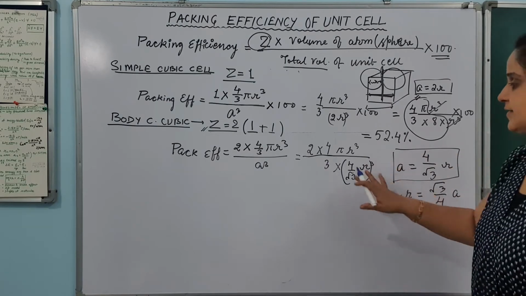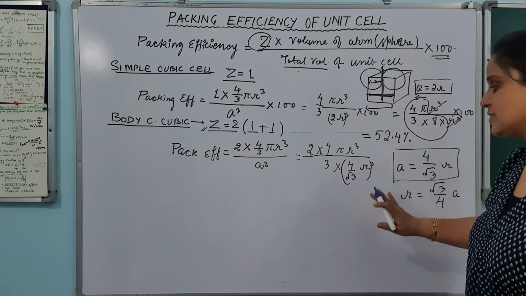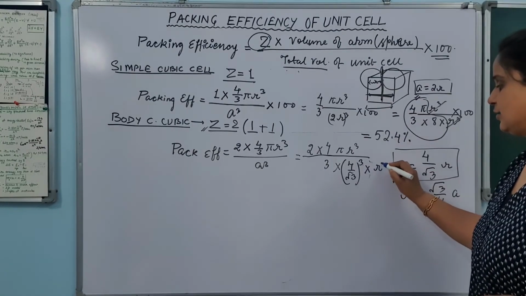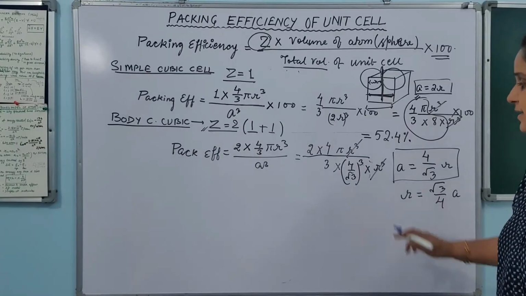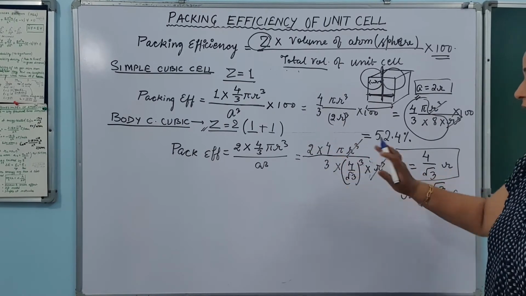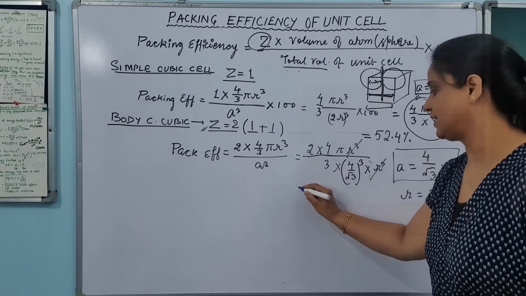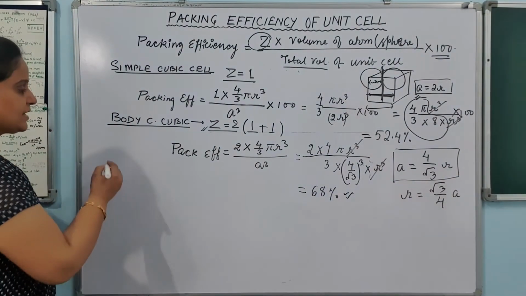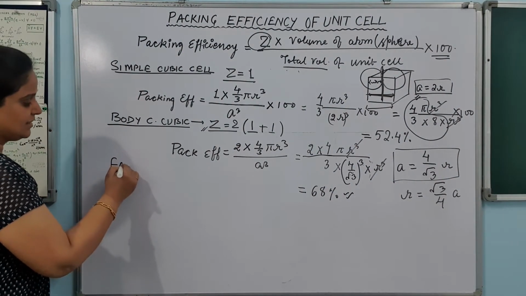ठीक है, so this way if we calculate it, r cube तो r cube से चला ही जाएगा, so this r cube multiplied by r cube is cancelled, whatever is left out. If you calculate all the things, you will get the answer as 68%. Now the next one is face centered cubic.